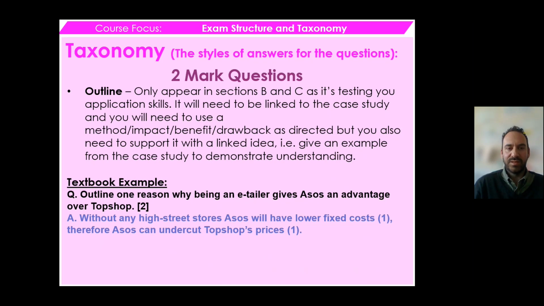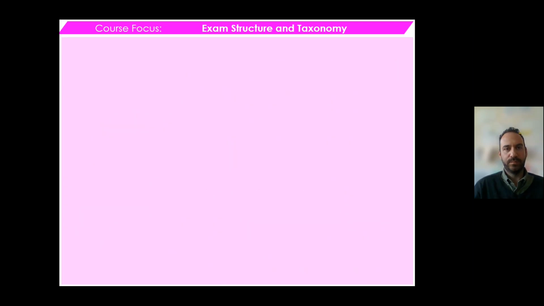That's your benefit there. That's your first idea. Therefore, ASOS can undercut Topshop's prices. So it's that next step. When we think about the BLTs, it's literally like putting in a T or a B just to follow it up. You make your point and give it that business context as to why. But you will have enough information in your case study that you should be able to draw upon. And that's how you get your 2 marks for that.